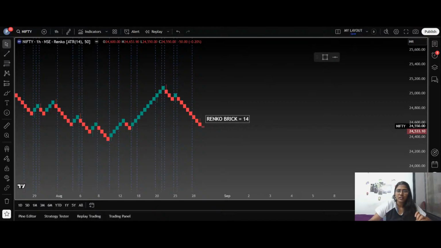Similarly, suppose in 1 hour the price went to 14 points, then came to minus 14, then to 5 points, then 6 points, and net the candle only moved by 10 points. So will they make a Renko brick? No, they are not going to make a Renko brick when it doesn't move by the brick size. And here the brick size is 14 because I decided that my brick size will be 14.